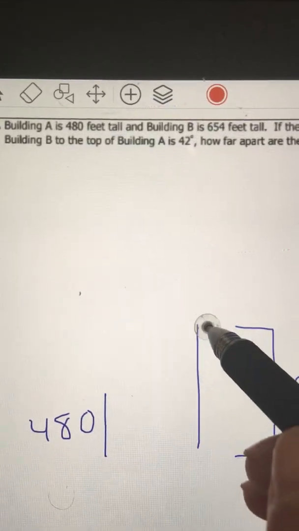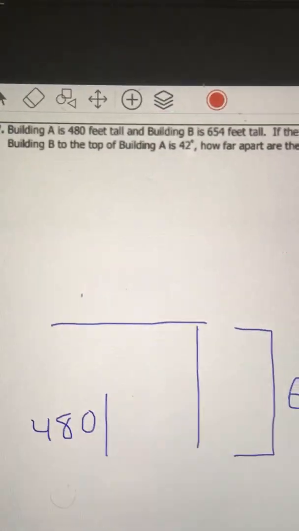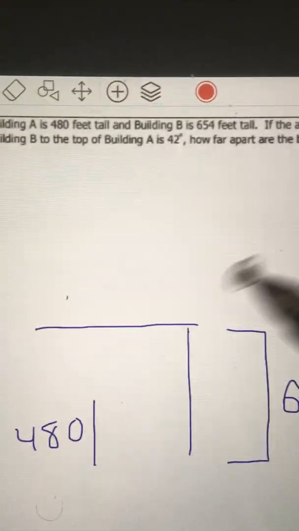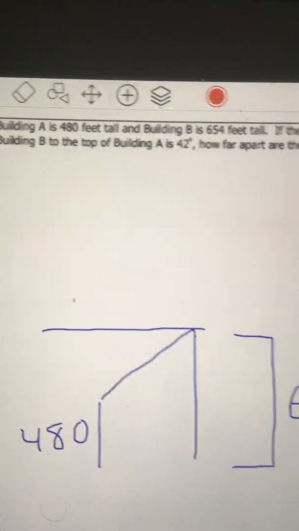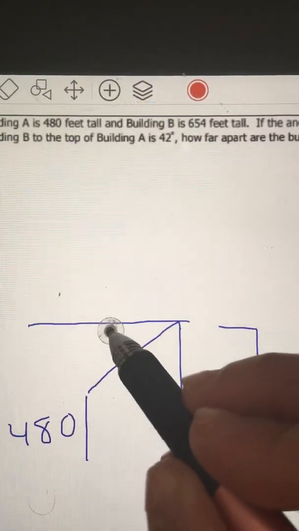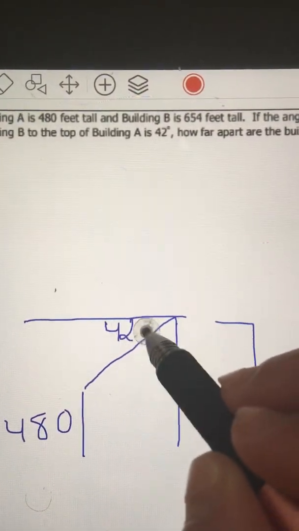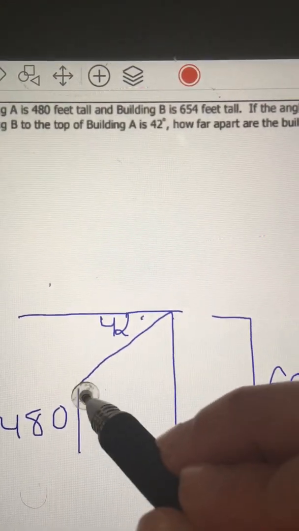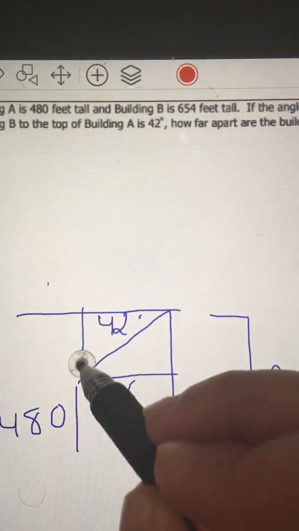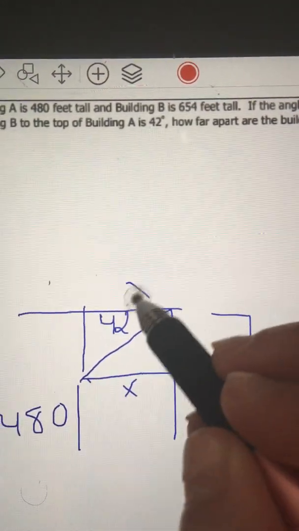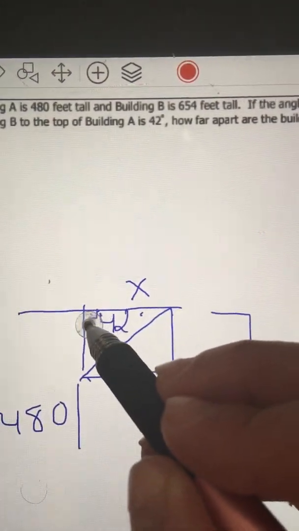So first you have to draw a horizontal line at the top. Always draw a horizontal line. Then you can draw your diagonal line connecting the top of building B to the top of building A. And that angle in there is 42 degrees. We want to figure out how far apart are the buildings. So that would be this distance here, or if we complete the rectangle, this distance here, and we can use this top triangle.